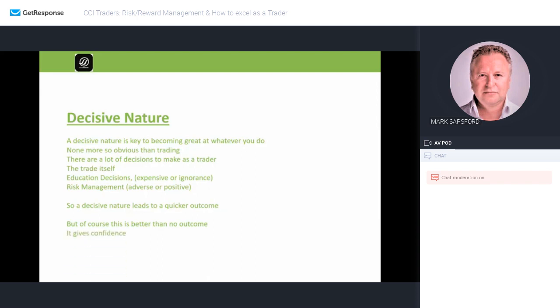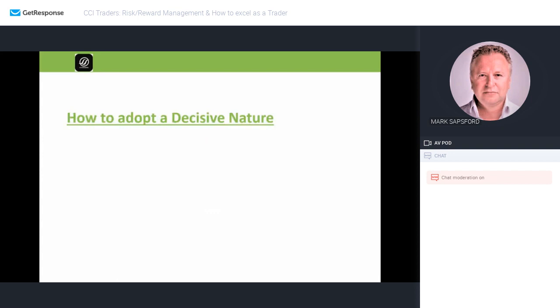This will give confidence to the person, and especially in trading, the more decisive you become, the more confident you become. It will create activity for you, because the more confident you become, the more activity you create. And you will learn much quicker by being decisive. Those who are not decisive tend to later have lots of regret. So how to adopt a decisive nature?